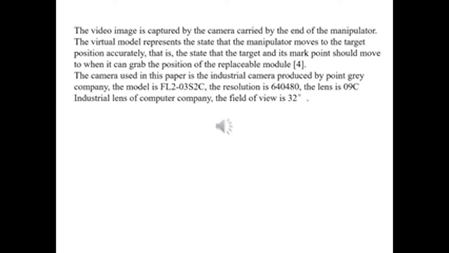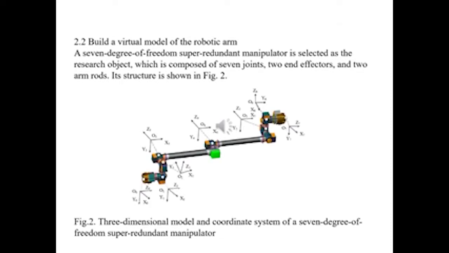The camera used in this paper is the industrial camera produced by Point Grey Company. The model is FL2-03S2C. The resolution is 640×480. The lens is the 09C industrial lens of Computar company. The field of view is 32 degrees.